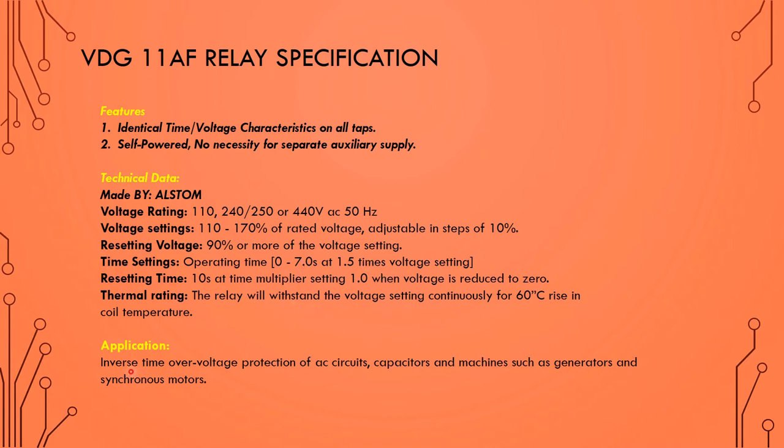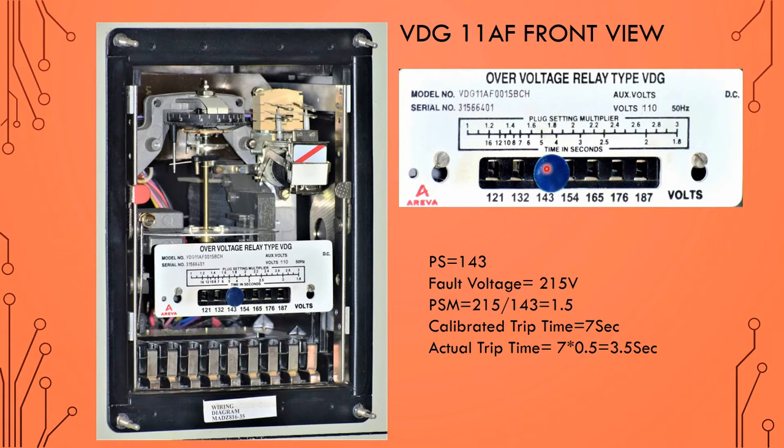And application, as you know, it is used for the AC circuit, capacitor and machine such as generator and synchronous motor. And if you will see, this is the image of the VDG AF relay, and this is more or less like an electromechanical overcurrent relay.